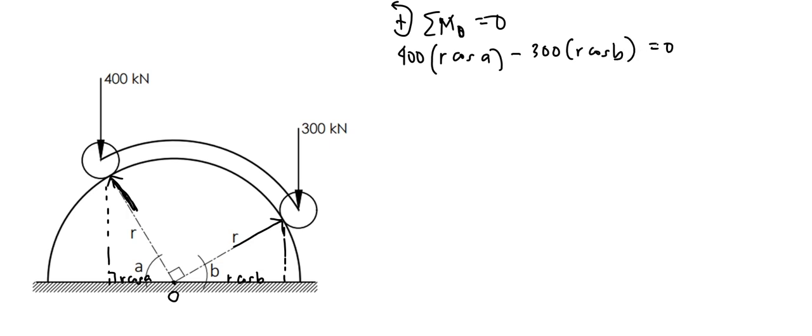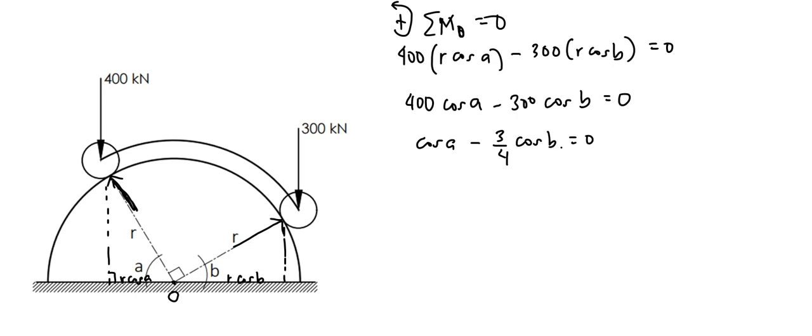It's equal to 0. Now dividing both sides by R, we have 400 cosine A minus 300 cosine B equal to 0. And dividing both sides by 400, we have cosine A minus 3/4 of cosine B. So we have cosine A is equal to 3/4 of cosine B, and that serves as our first equation.